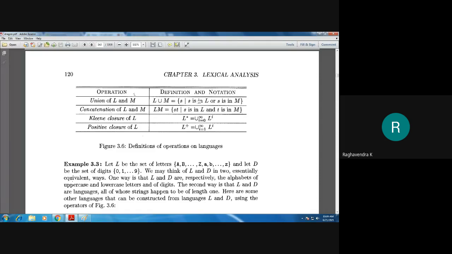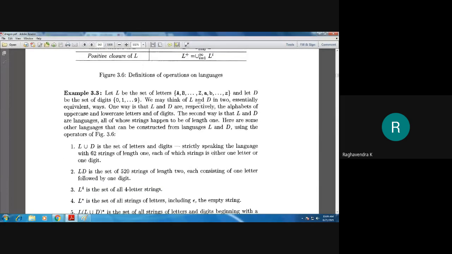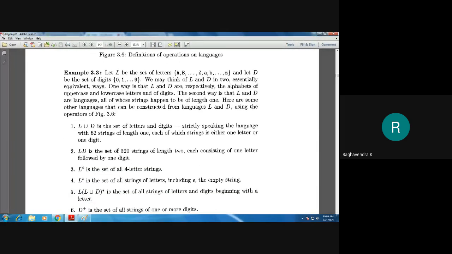And positive closure is a variation of the same, which is indicated with L plus, which is a representation of one or more occurrences of the given string, right? So these are 4 operations. Along with that, other operations are also there. Let us look into an example of what exactly this operation means.